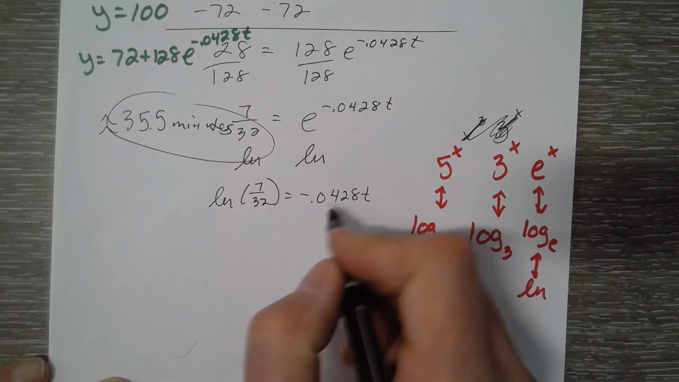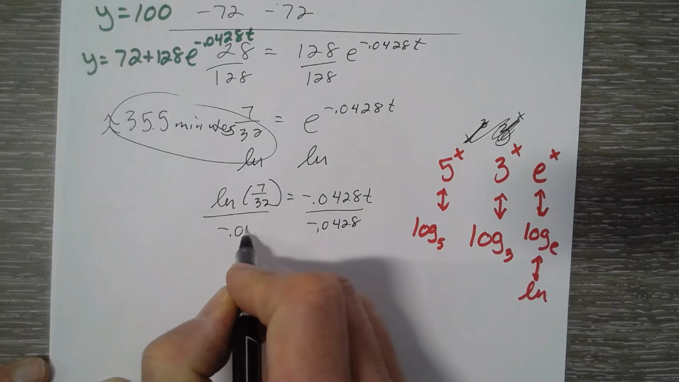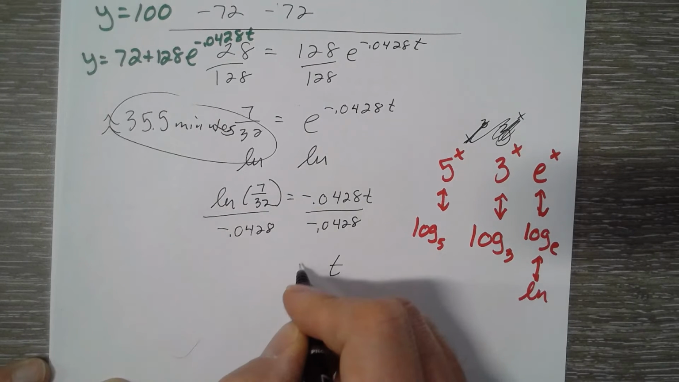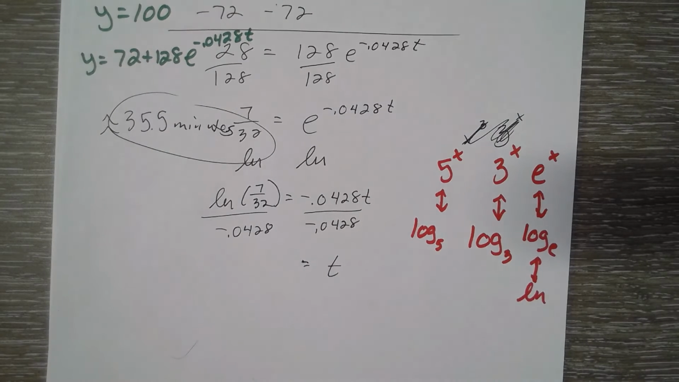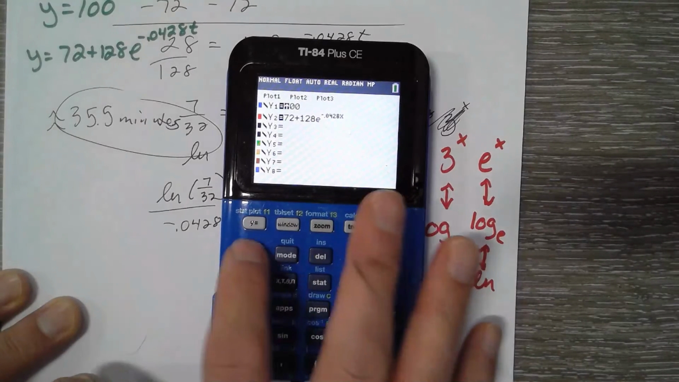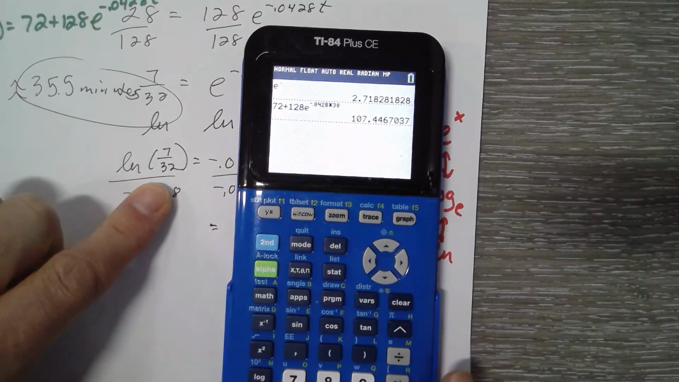We can divide by negative 0.0428. So t is all of that stuff. So I'll figure out what it is. Hey, no calculators. Well, we need a calculator for this. But we would not need a graphing calculator.